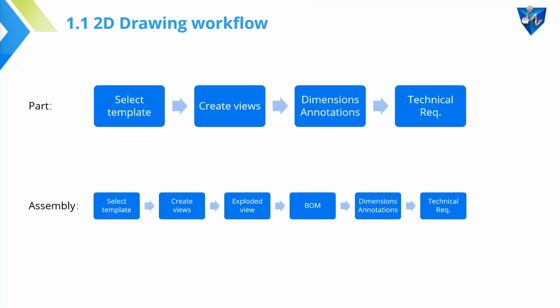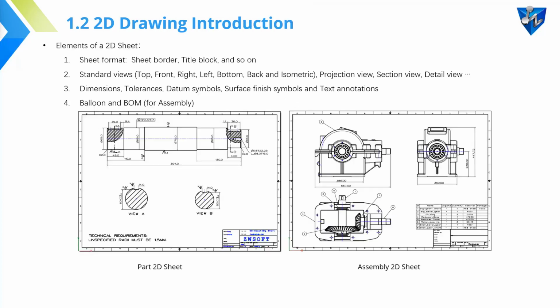For the assembly 2D drawing, this will be a little different. We select a proper template and create views, but during the creation of the views, we may insert exploded views, and we may also insert the BOM table to show the components. And after that, we will add dimensions, annotations, and technical requirements.